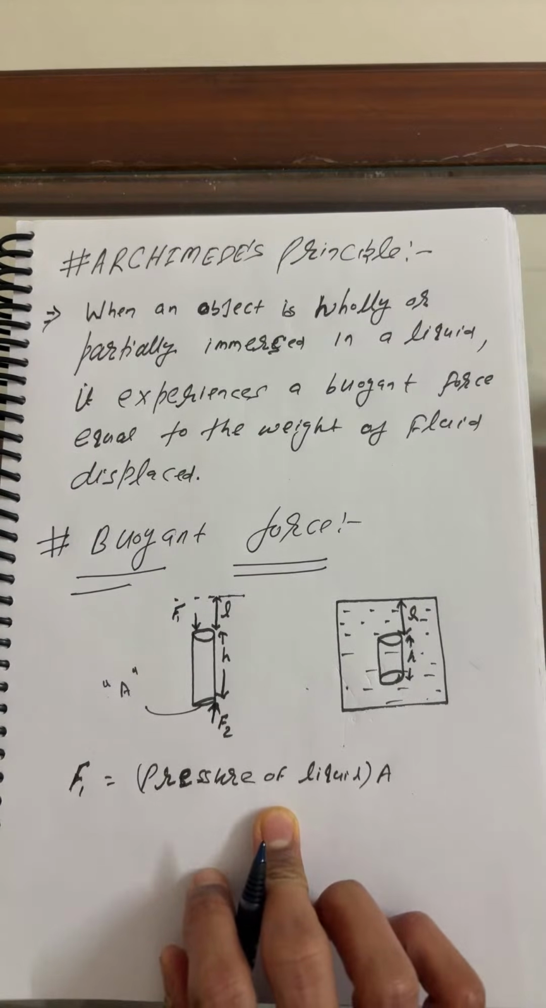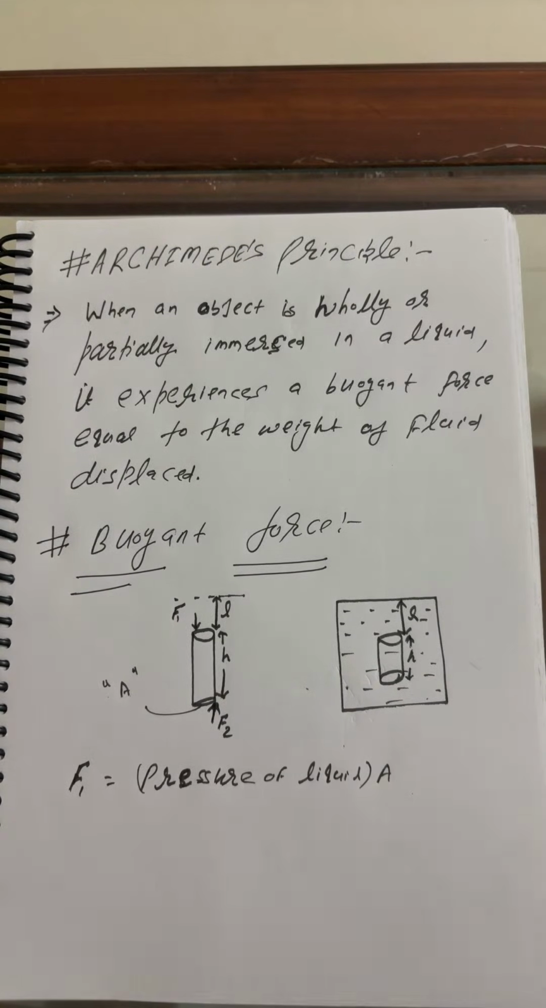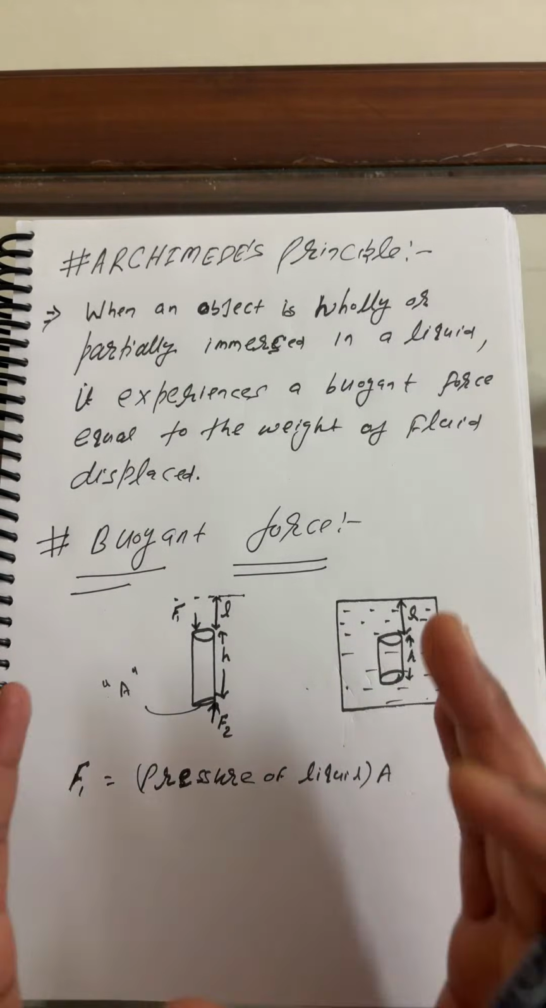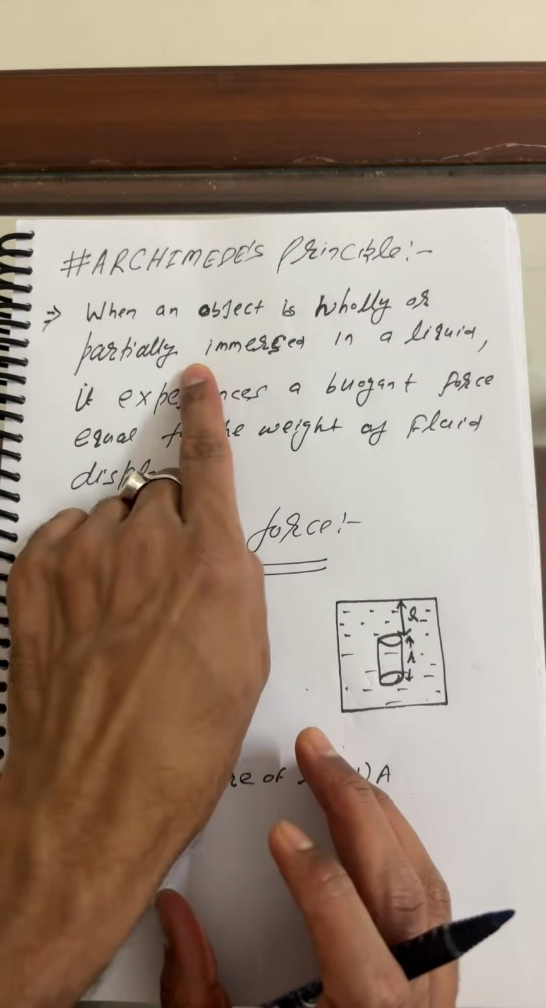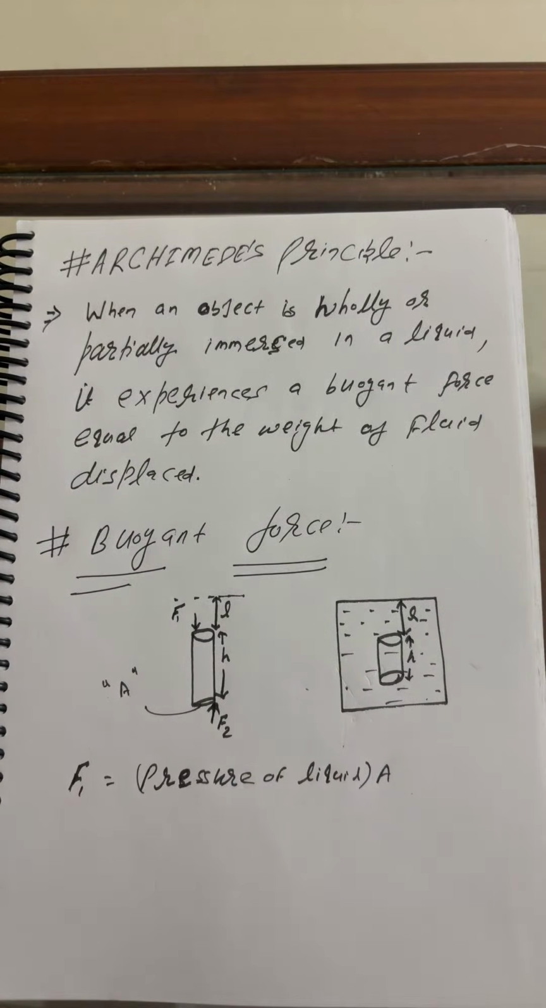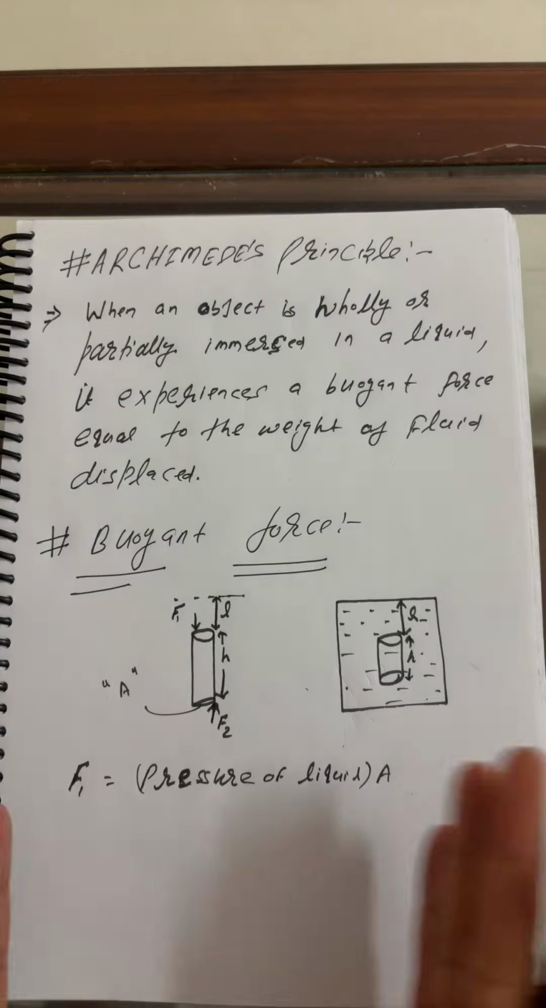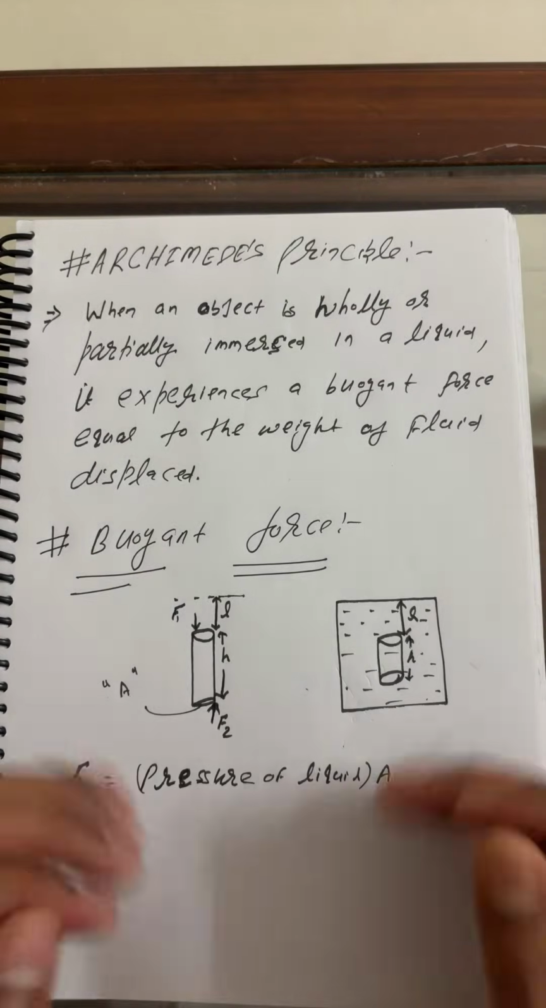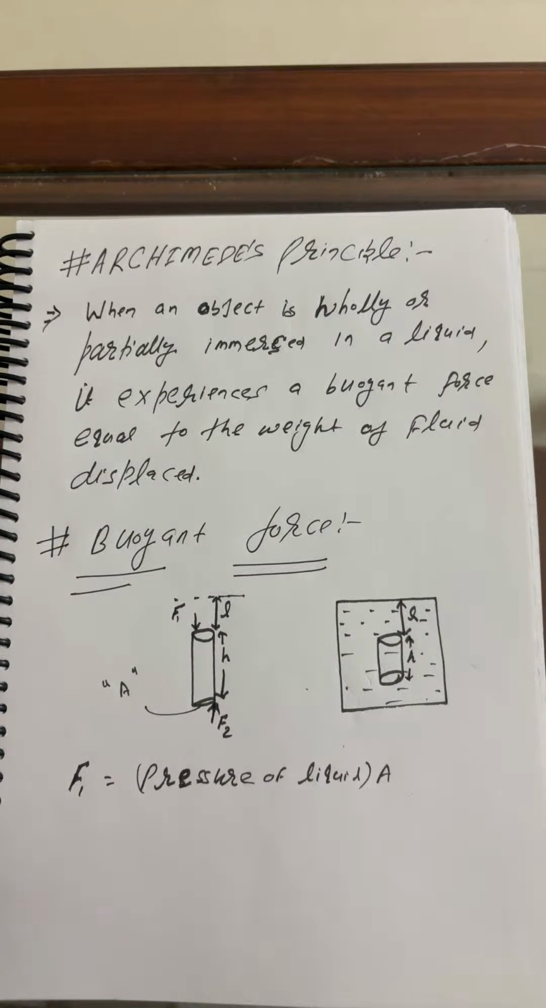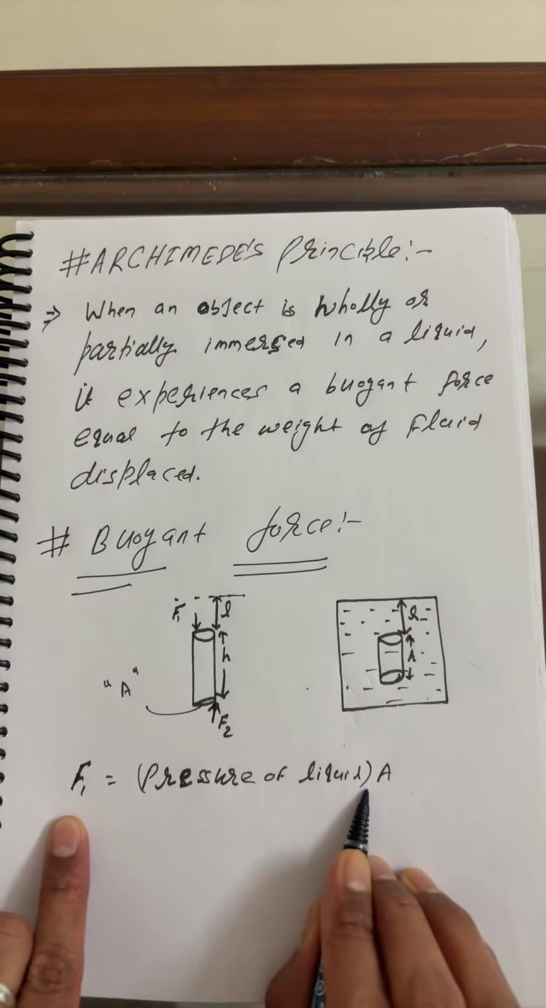What is the cause of buoyancy? Buoyancy you can understand from the concept of Archimedes' principle. We can also connect density, but we'll go through it slowly. So F1 is the pressure of the liquid into the area.